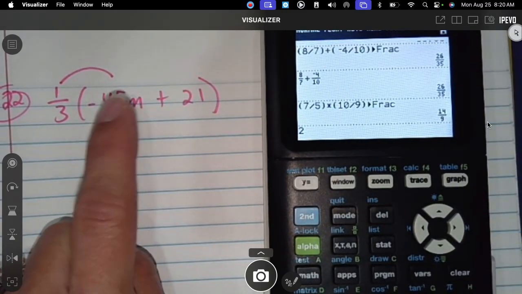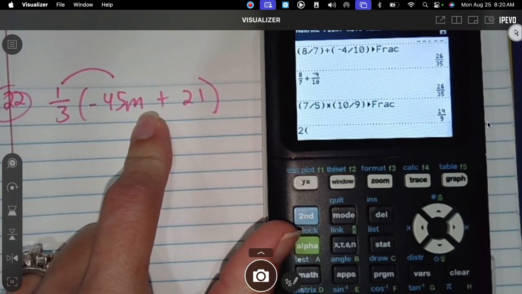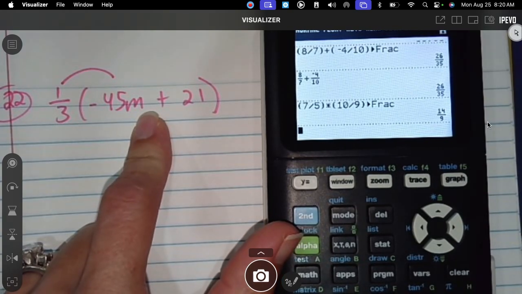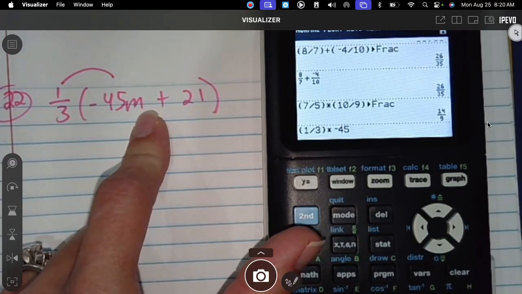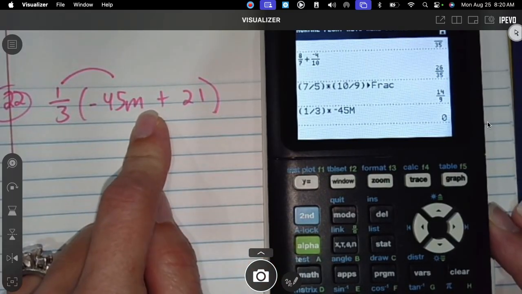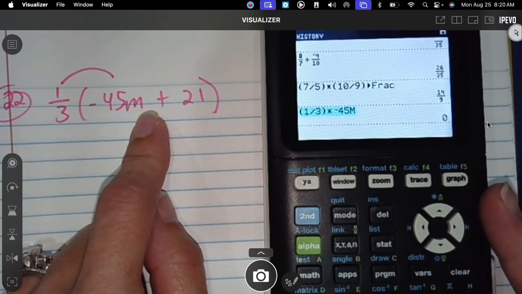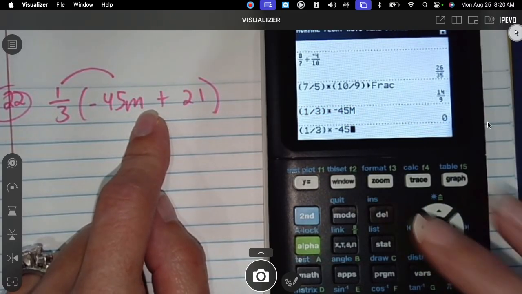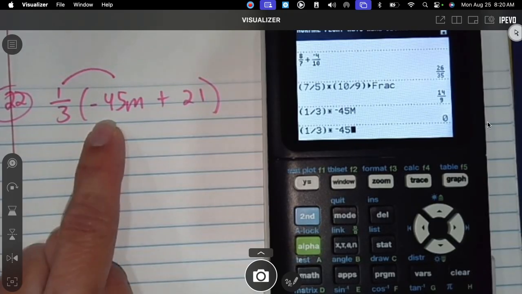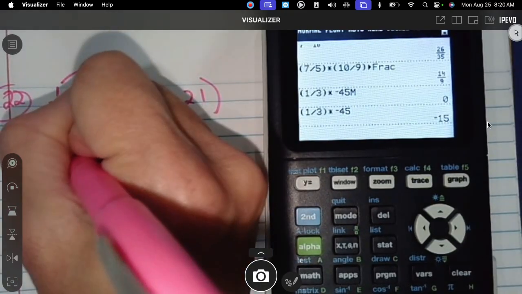You cannot put m on your calculator. I'll try it. I don't think it would work. Let me see. 1/3 times -45m. Where's m? See, it gives you something crazy. So you cannot enter a variable on your calculator. So 1/3 times -45, and it is -15m.